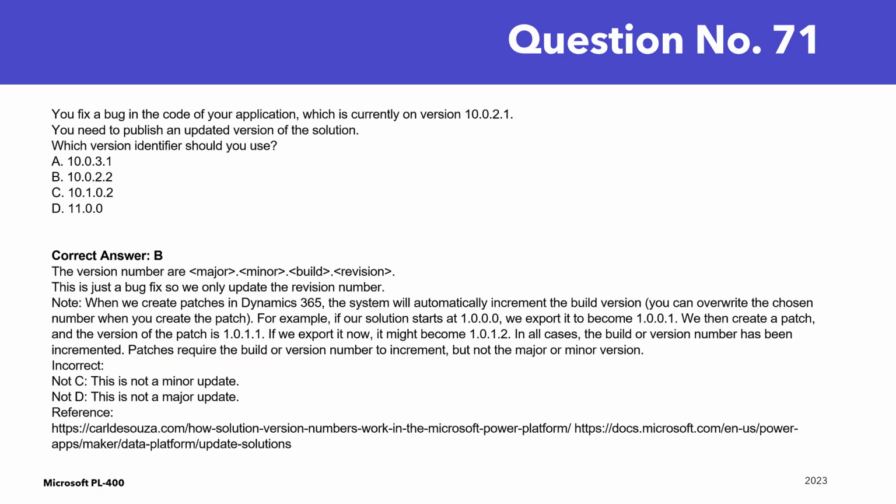You fix a bug in the code of your application, which is currently on version 10.0.2.1. You need to publish an updated version of the solution. Which version identifier should you use? A. 10.0.3.1. B. 10.0.2.2. C. 10.1.0.2. D. 11.0.0. Correct answer, B.